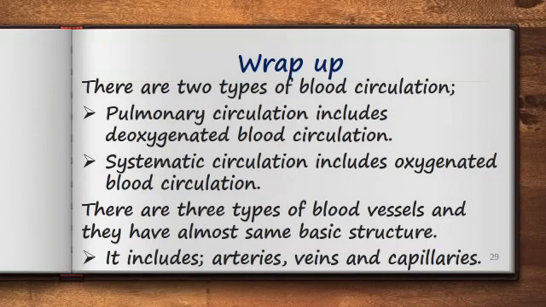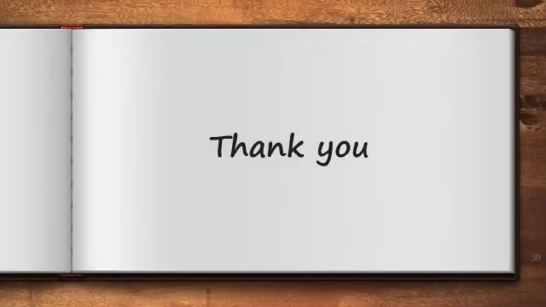This is a wrap-up slide. We have discussed two types of circulation, which include the pulmonary circulation and systemic circulation. And there are three types of blood vessels that have almost the same basic structure, and they include arteries, veins, and capillaries.